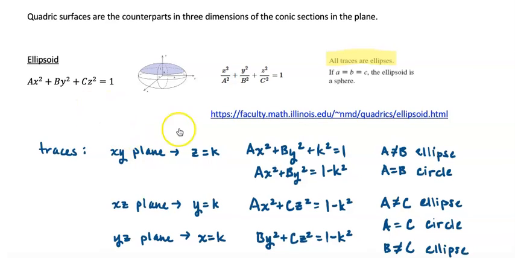All right, so this is for our ellipsoid. Next we have our elliptic paraboloid. So an elliptic paraboloid is in the form z equals ax squared plus by squared.